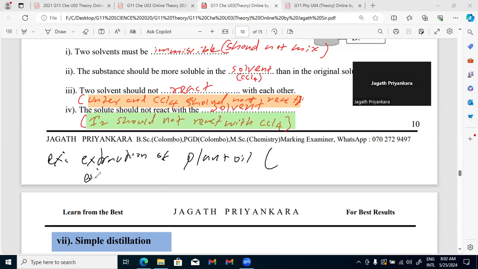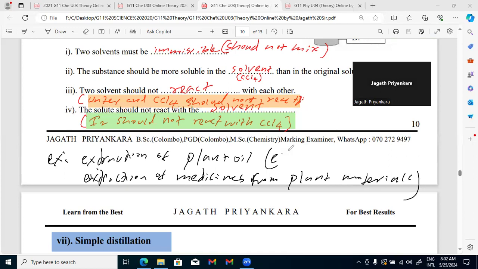Then extraction of medicinal components or medicines from plant material. We can use this. This is called essential oil. Okay, so those are some of the industrial applications. If you get a question from this, they can ask an instance where we use this, to extract plant oil and to extract some medicines from the plant material.